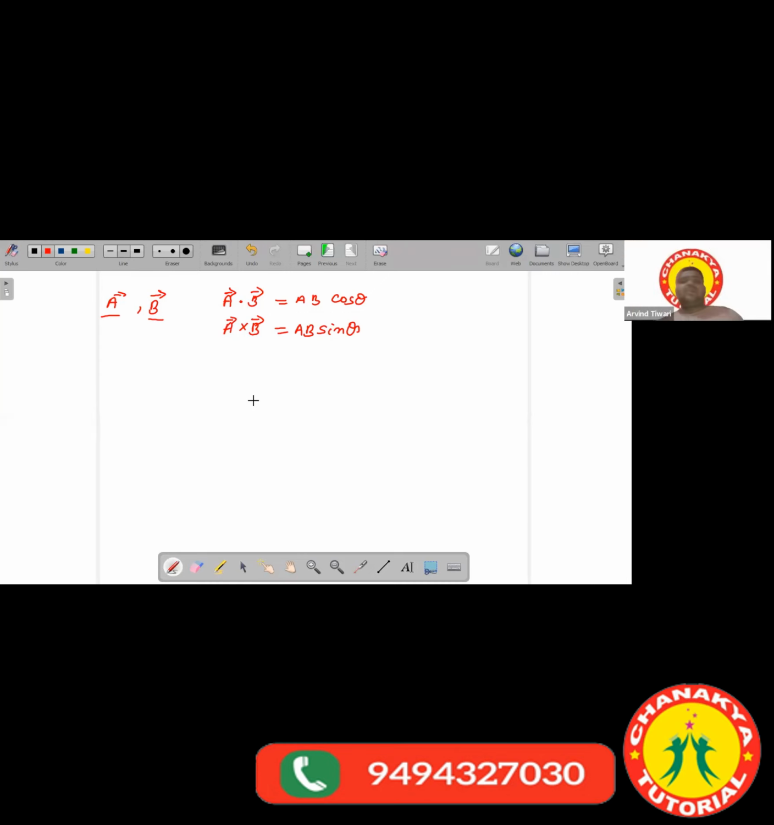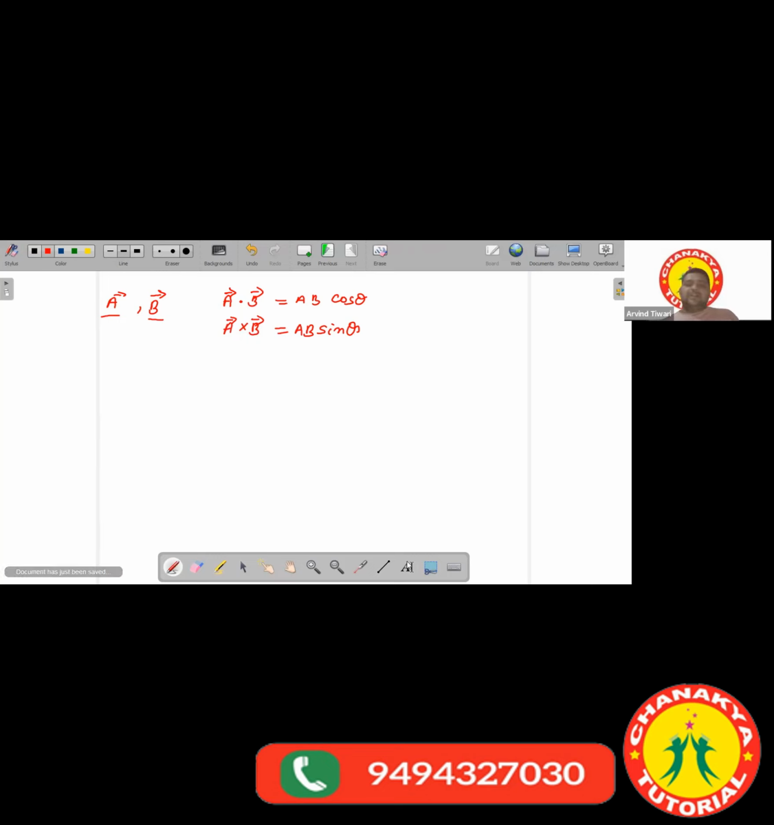So now the work done. We'll discuss the cross product later. First, we will discuss mainly the dot product. So if you have a force and a displacement, and you know the angle between them, you can find out the amount of work done.